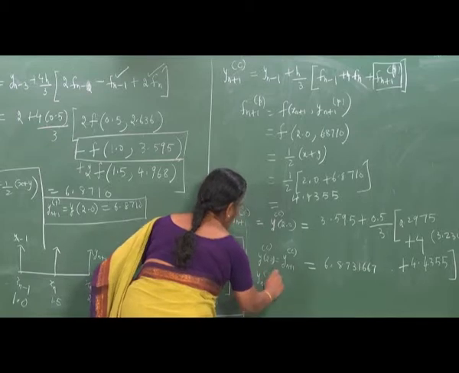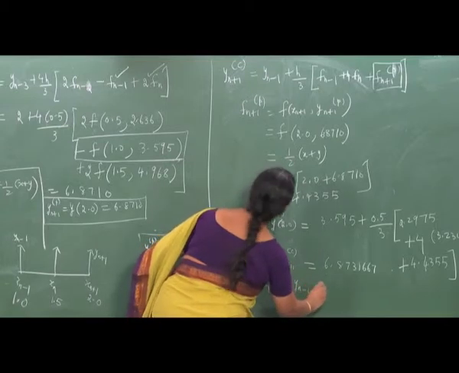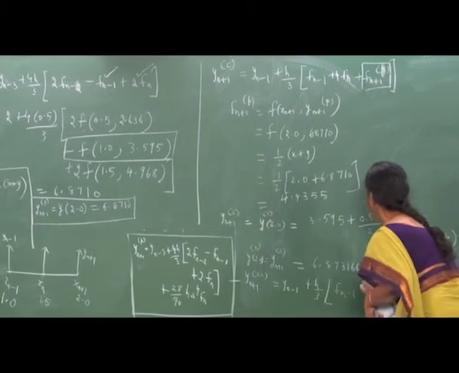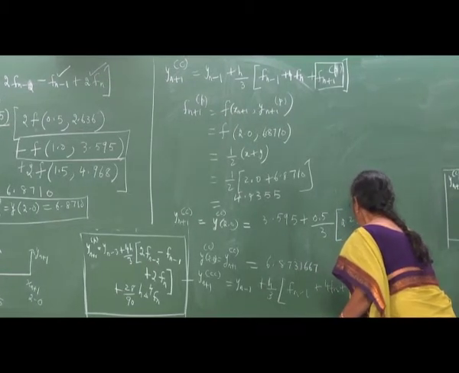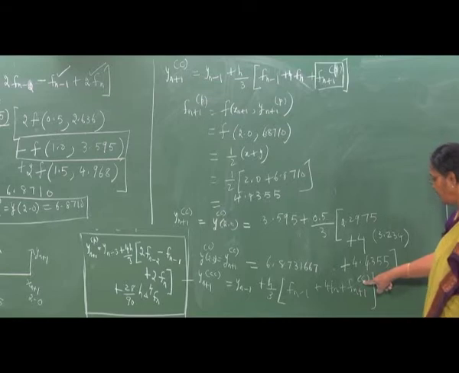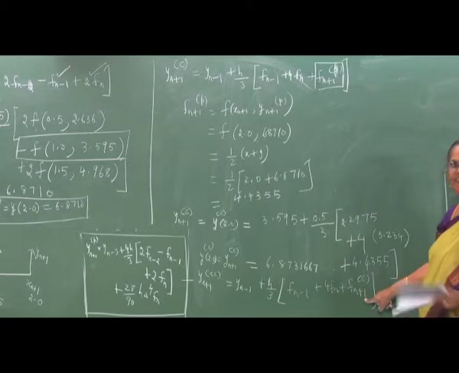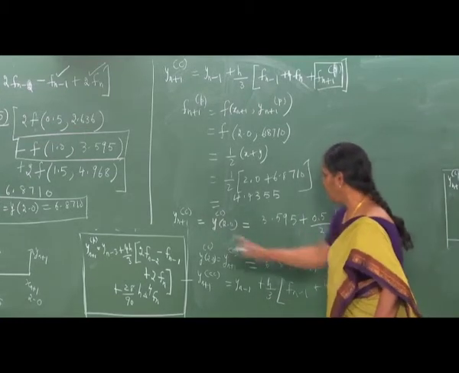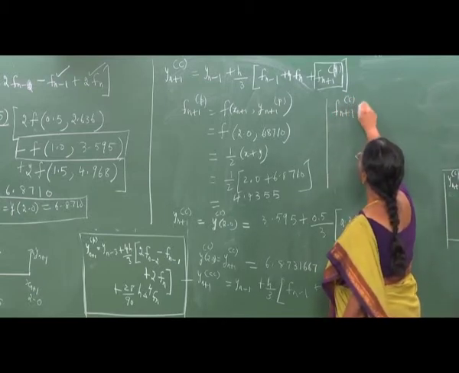We write down the formula. So, yn plus 1 second corrected value is yn minus 1 plus h by 3 into fn minus 1 plus 4 fn plus fn plus 1. Now, here this fn plus 1 is corrected using the information yn plus 1 corrected. So, fn plus 1 is f at xn plus 1 comma yn plus 1 corrected. Yn plus 1 corrected has been obtained and xn plus 1 is 2.